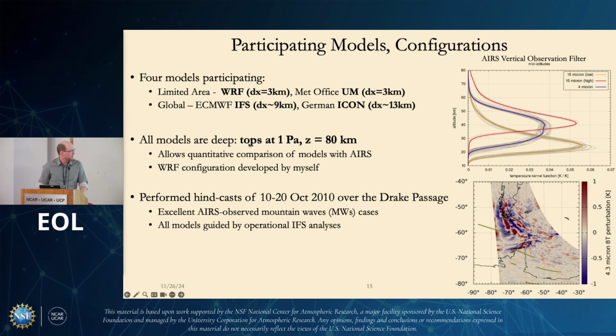All of the models were deep. This is a unique aspect. They all had tops at 1 Pascal, or about 80 kilometers. This was really important because, as we see these observational filters from the AIRS instrument, we really wanted to contain as much of these within the model domains as possible and not have much of it be where we have the artificial upper damping. That way we can have quantitative apples-to-apples comparisons between the modeling and the observations. So we decided to simulate a 10-day period with all 4 of these models because there were lots of mountain wave cases, and all of these models were initialized and guided by the same IFS analyses.